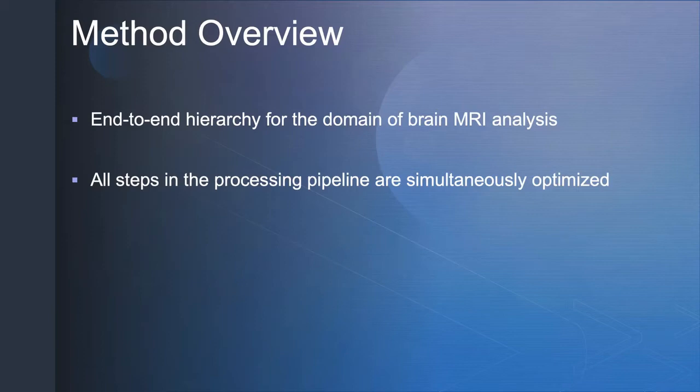Method overview. So we'll be using deep learning models. This paper proposes using an end-to-end hierarchy for the domain of the brain MRI analysis. Deep learning models allow a system to use raw data as input, allowing them to automatically discover highly discriminative features in the given training set. And this is an end-to-end learning design, basically the fundamental basis of deep learning. And the primary advantage of this end-to-end learning is that all the steps in the processing pipeline are simultaneously optimized. So this potentially leads to optimal performance.